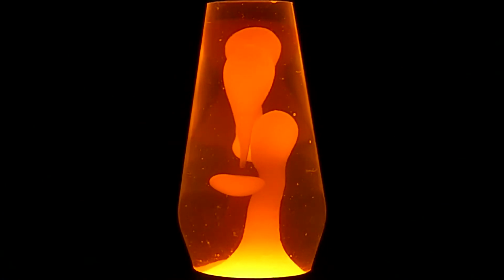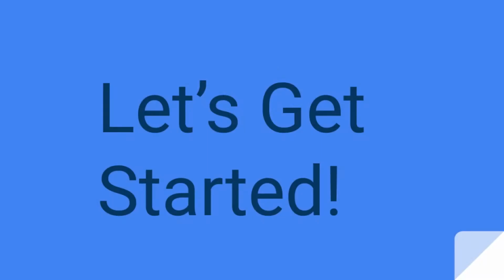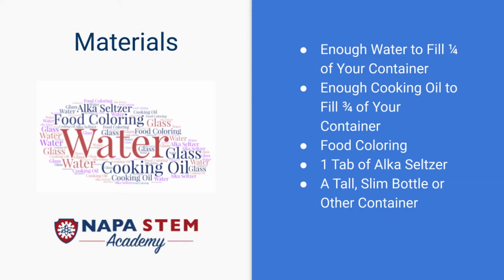With all this new knowledge in mind, let's get started with our experiment. Here's what you're going to need for this experiment. Enough water to fill 1/4 of your container, enough cooking oil to fill 3/4 of your container, food coloring, a couple tabs of Alka-Seltzer, and a tall, slim bottle or other container.